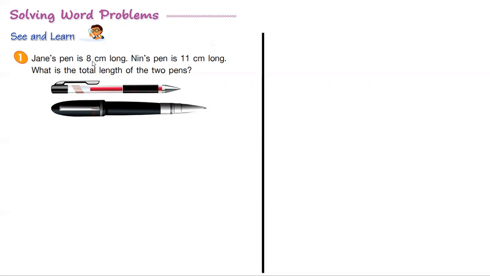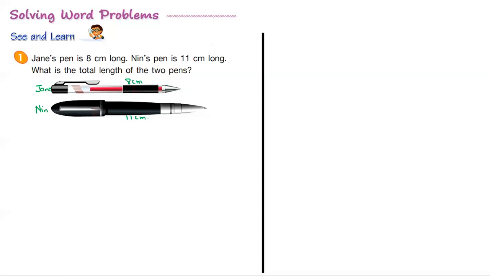Jane's pen is 8 centimeters long. Nin's pen is 11 centimeters long. What is the total length of the two pens? Okay, Jane's pen is 8 centimeters long. Maybe this is for Jane, and then this is for Nin. And this is 8 centimeters, and this is maybe 11 centimeters. Now, what is the total length?